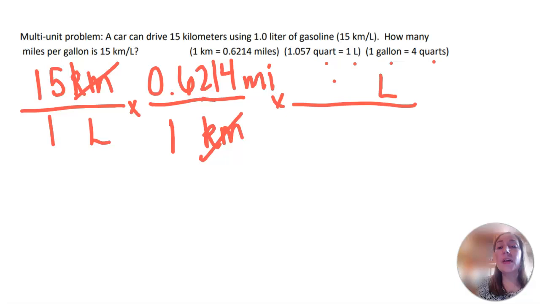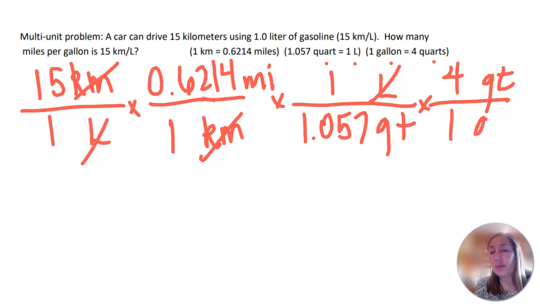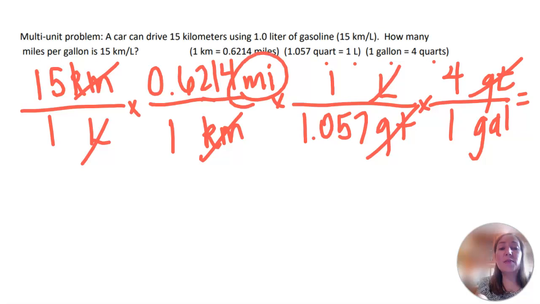We know that a liter has 1.057 quarts, but that's still not what we want, because we want to get to gallons. So bring quarts up. 4 quarts are in every 1 gallon. Okay, so now we have miles per gallon. Miles per gallon. Whew, great.